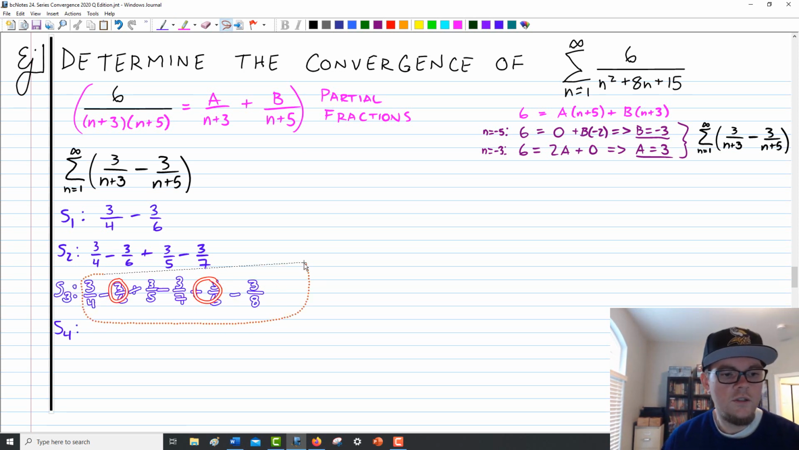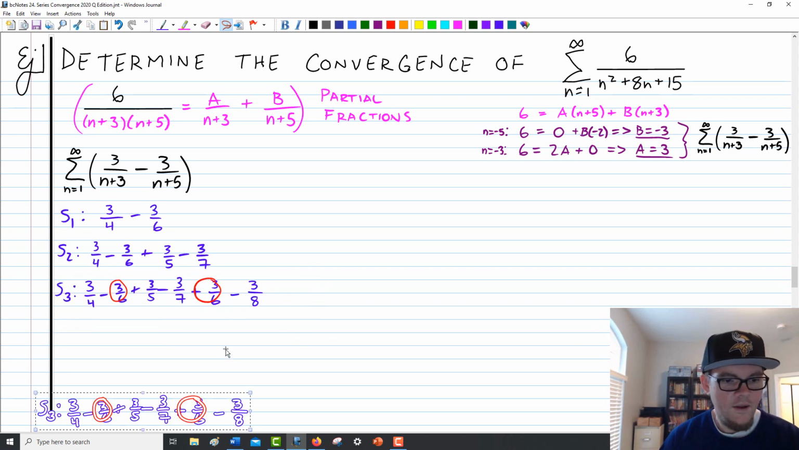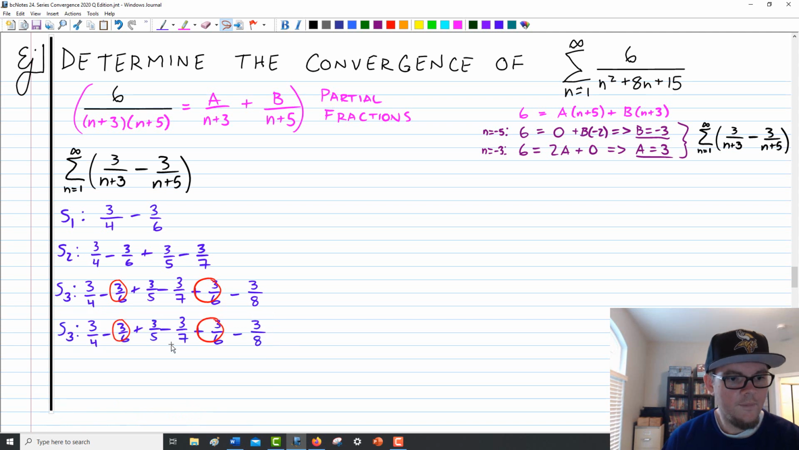I'm going to cheat a little bit here. In fact, why don't I just get rid of that? Watch this. I am such a clever guy. I'm just going to change it so that there's no red circles yet. Although actually the red circles will stick around. I'll change it so it says S sub 4. And then I'll just add the next term, which is going to be 3/7 minus 3/9.